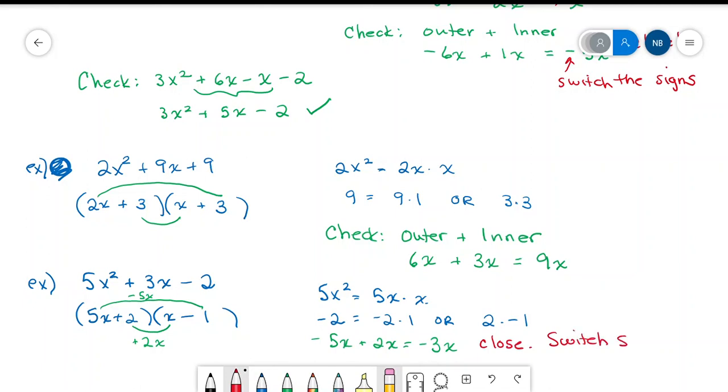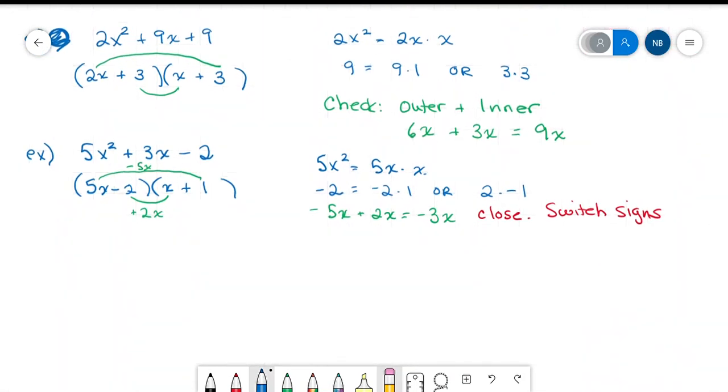Switch signs. So I'm going to erase this plus and make it negative, and I'm going to erase this minus and make it a plus. And now I'm going to check the whole thing from beginning to end. Check.